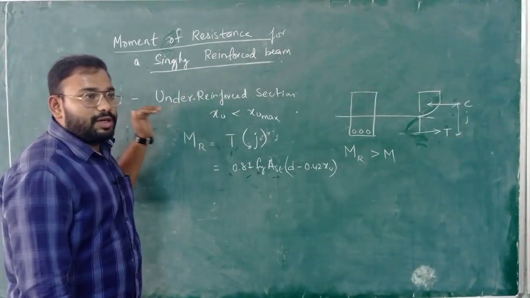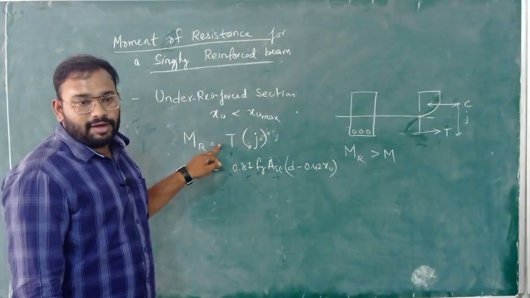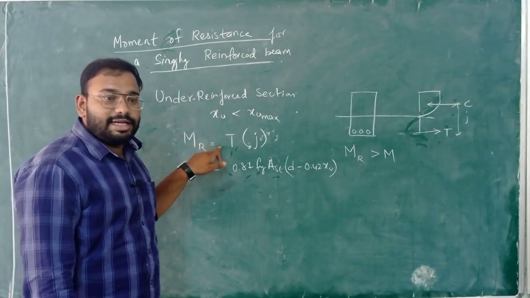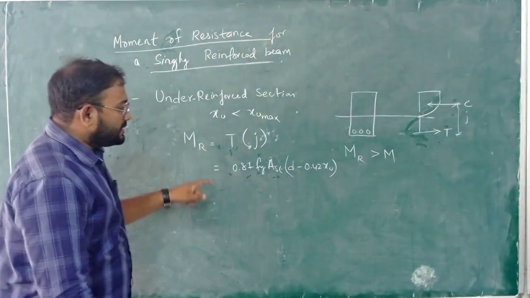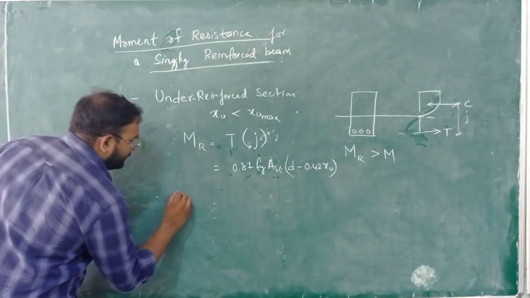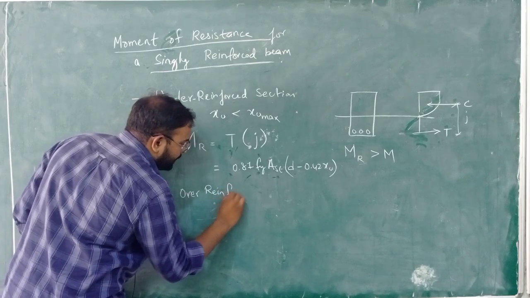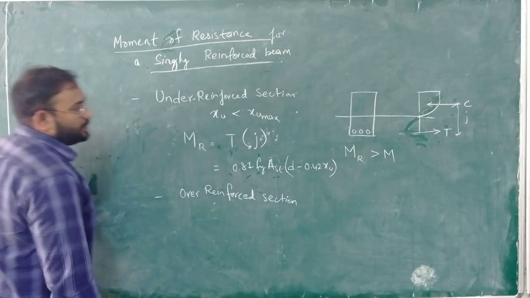If you see your previous classes, you will be able to get what is the difference between C and T, sorry, J and D. This is the total tensile force, and if you draw the stress diagram, it will be like this. This is the total compressive force. Now this is the distance between the tensile and the compressive force.